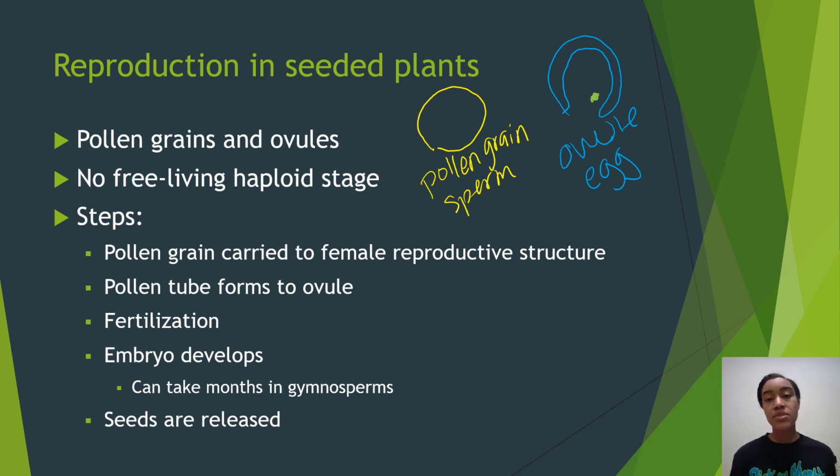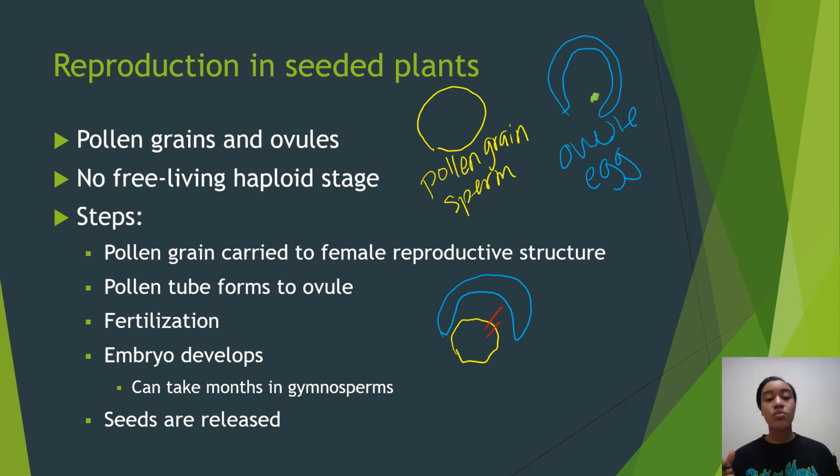And some common steps to keep in mind between both angiosperms and gymnosperms is that, one, the pollen grains are produced and carried to the female reproductive structures. And once the pollen grain is in close proximity to the ovule, it will create a pollen tube that will connect the pollen grain to the ovule and allow the sperm to travel through the pollen tube to fertilize the egg.